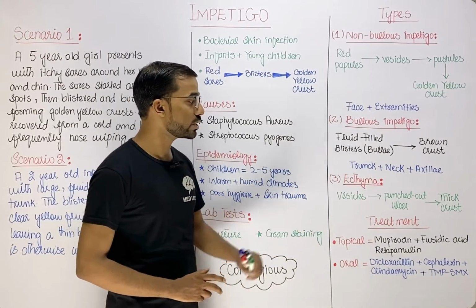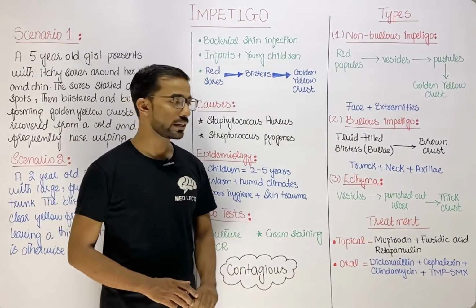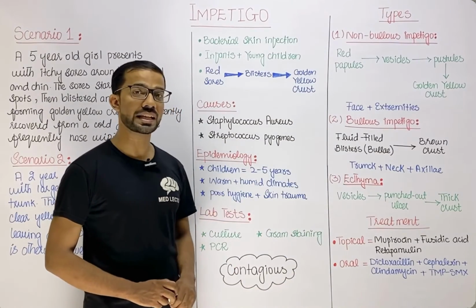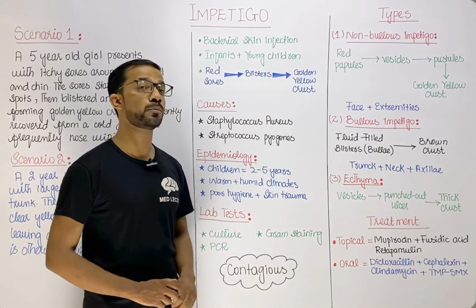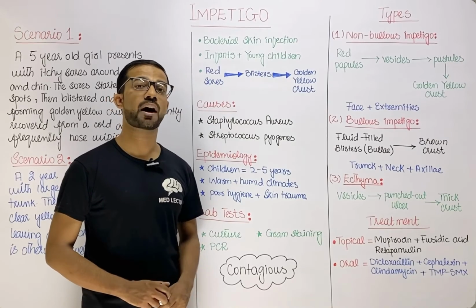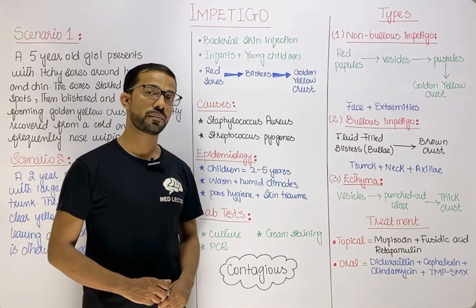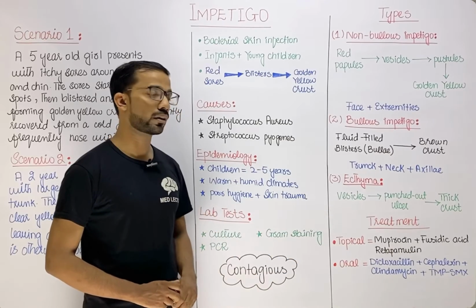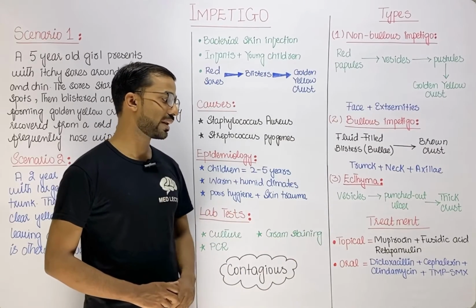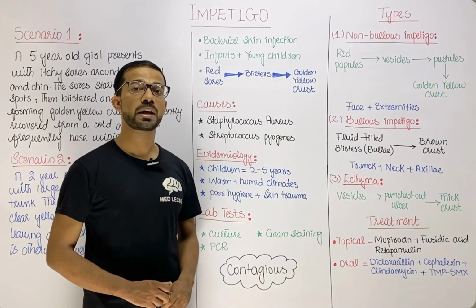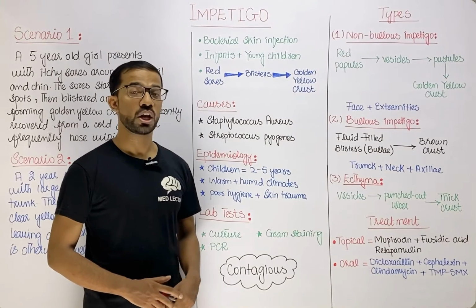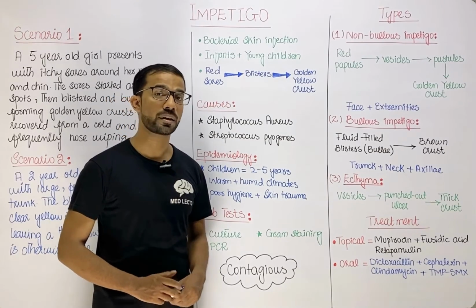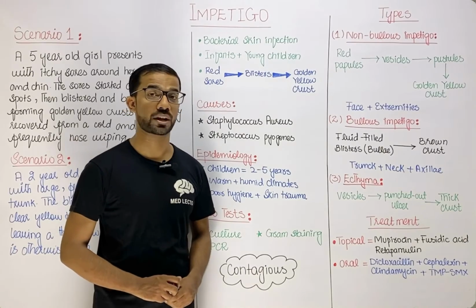And next we will see the treatment. For topical treatment, you can use mupirocin, fusidic acid, and retapamulin. So these are the different topical medications for impetigo. And for oral treatment, you will see dicloxacillin, cephalexin, clindamycin, and trimethoprim-sulfamethoxazole. So these are the different antibiotics used in the treatment of impetigo because it's a bacterial infection.